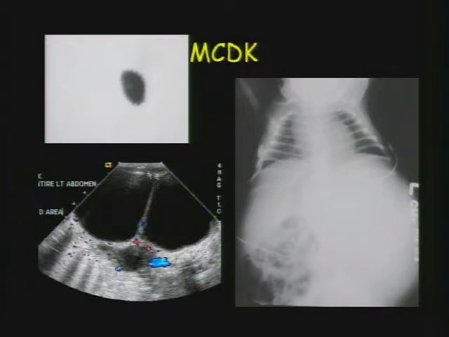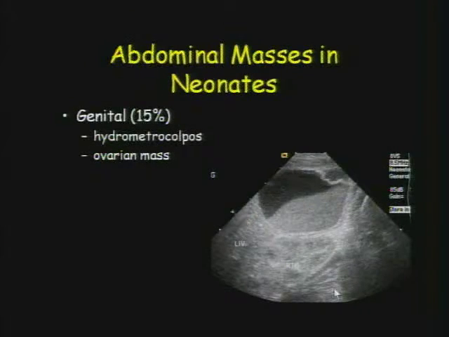Multicystic dysplastic kidney, as Dr. Daldrup-Link showed you, non-communicating cysts in this patient's left entire abdomen. And you can see on a DMSA scan that we see no functioning left renal parenchyma. Again, a giant mass displacing bowel over to the right in this particular case.